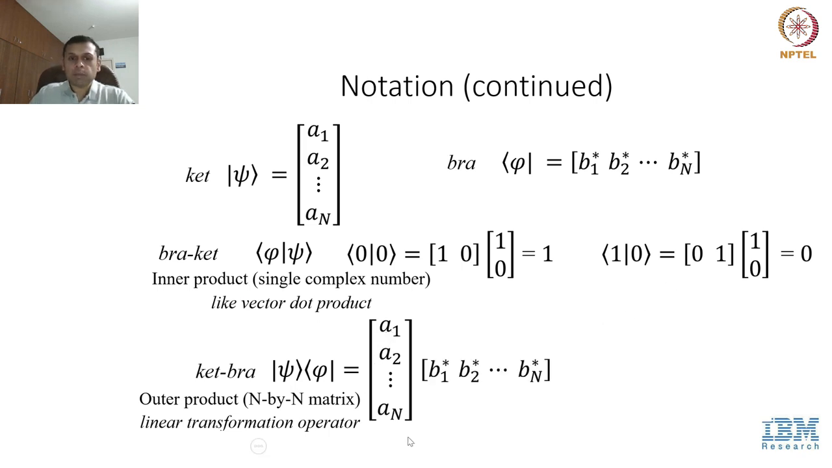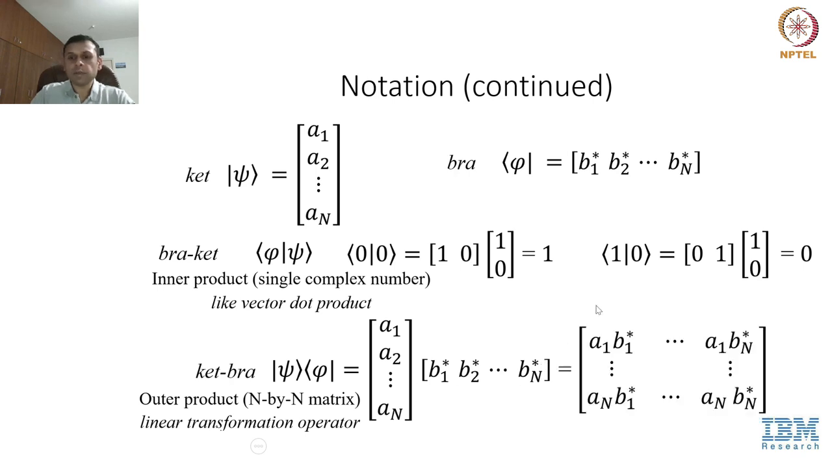Our ket is an n by 1 matrix. Our bra is a 1 by n matrix. If you multiply them, what do you get? You get an n by n matrix, right? And that's what our outer product is. It's an n by n matrix.